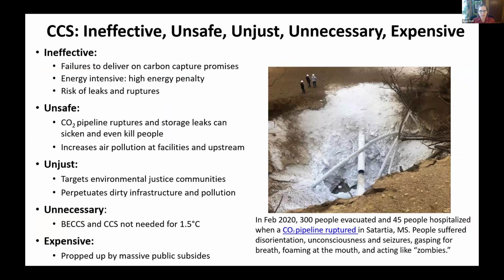It fails to deliver on its carbon capture promises. It's energy intensive. It has lots of risk of leaks and ruptures. It's unsafe. The CO2 pipeline ruptures and storage leaks can sicken and even kill people, and that's the example being shown in this picture here. It increases pollution. These projects target environmental justice communities. They perpetuate pollution. They are unnecessary, and they're so expensive.